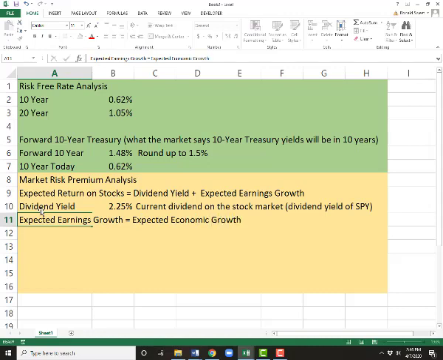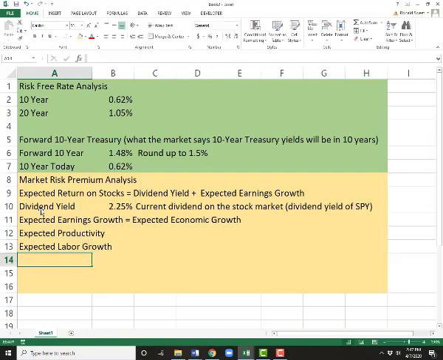And we've talked about that before. You did that on exam 1 in your discussion, and that's going to be expected productivity, expected labor growth, which right now is obviously negative, but we're looking long term, and then expected inflation.